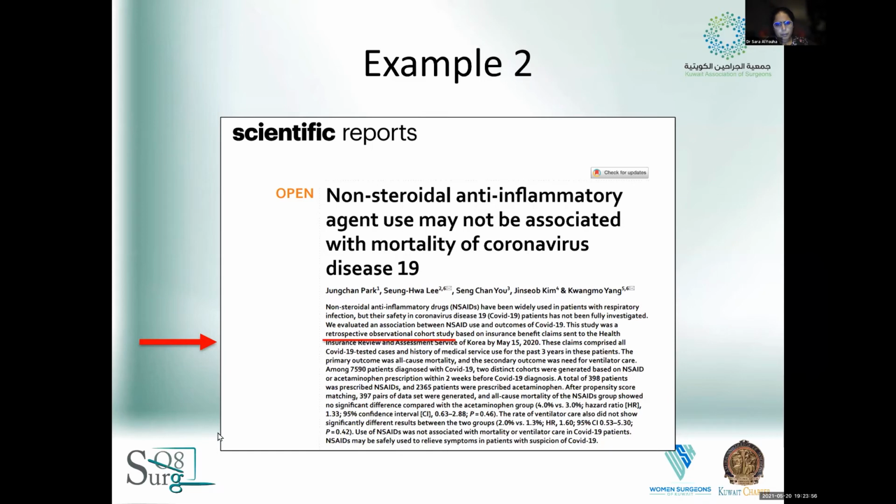Here's another example where they looked at NSAIDs and saw if they're associated with a higher mortality in COVID. And you can see again, if you're not sure what the study design is, you can just briefly look at the abstract and it will tell you that this is a retrospective observational cohort study, which means it didn't make it to the New England Journal of Medicine because it's less impactful as a research design to answer that question.